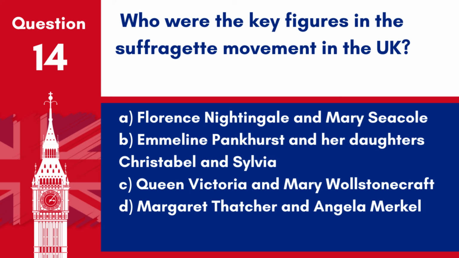Question 14. Who were the key figures in the suffragette movement in the UK? A. Florence Nightingale and Mary Seacole. B. Emmeline Pankhurst and her daughters Christabel and Sylvia. C. Queen Victoria and Mary Wollstonecraft. D. Margaret Thatcher and Angela Merkel.